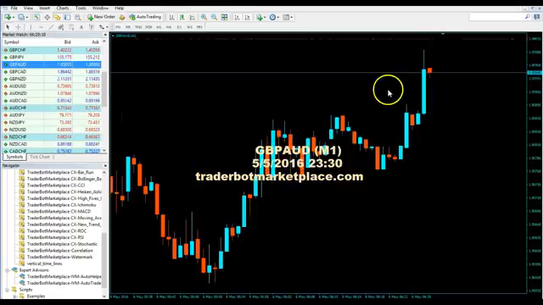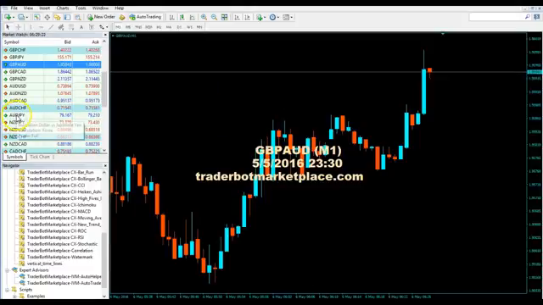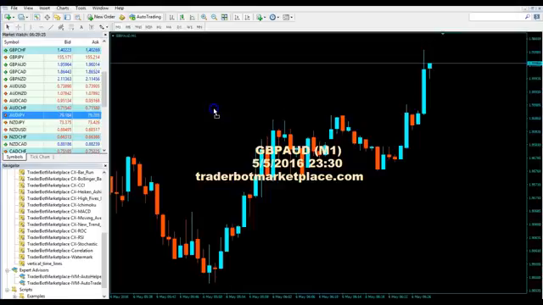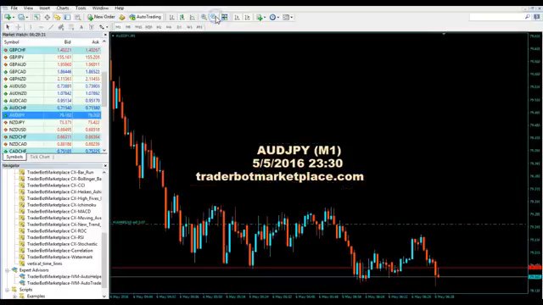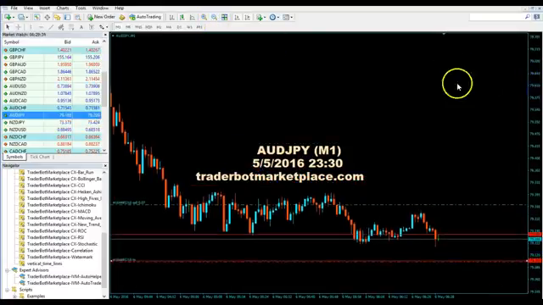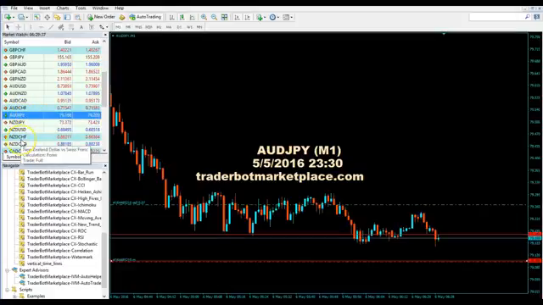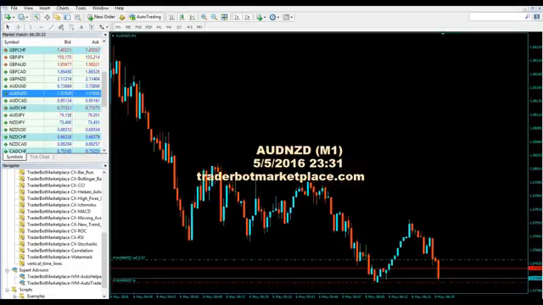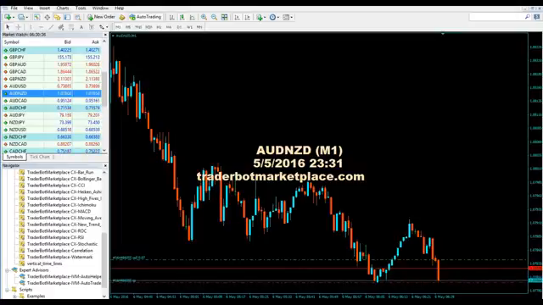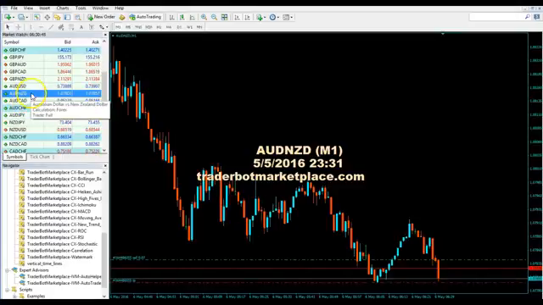Okay, that British pound Australian dollar just took profit. Let's go check our Australian dollar yen. It's getting down there. And our Australian dollar, New Zealand dollar. It made a pullback. It's getting down there. We'll wait and see. All right, it's pushing on down. The Australian dollar, New Zealand dollar is about to take profit. Let's check our Australian dollar yen.